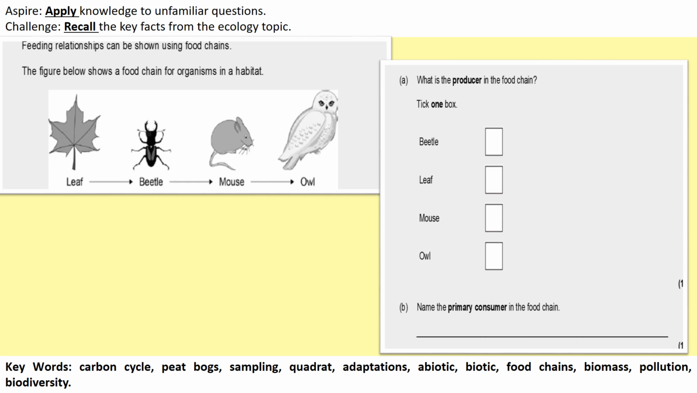What is the producer in there? And what is the name of the primary consumer? I'm going to give you a minute because there's a quick tick box one, and the primary consumer we've just gone through. So have a go at that.